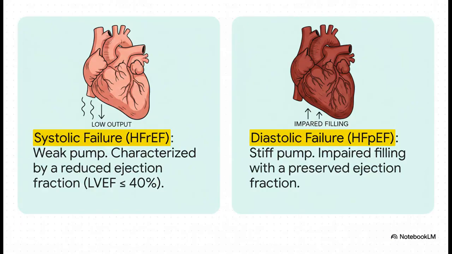So the pump can fail in 2 main ways. On one side, you've got systolic failure. Just think weak pump. It can't squeeze hard enough. We call this HF-REF, or heart failure with reduced ejection fraction. Then you have diastolic failure. Think stiff pump. The squeeze might be fine, but the ventricle is so stiff it can't relax and fill up properly. We call this HF-PEF, heart failure with preserved ejection fraction. And get this, about half of all heart failure patients fall into this stiff pump category.